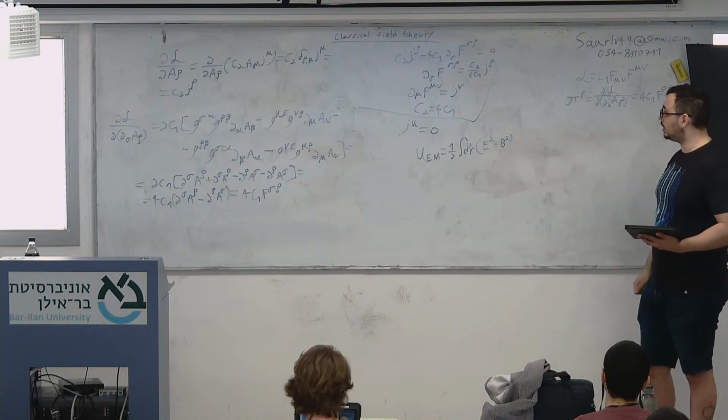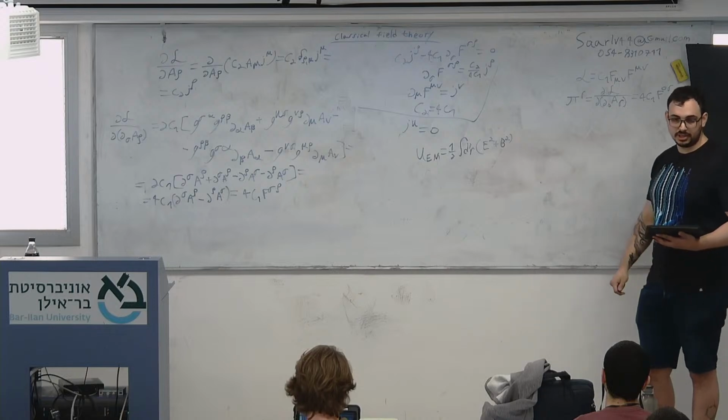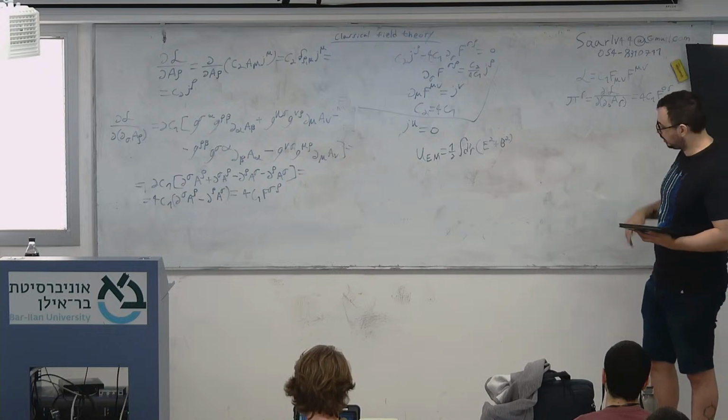C2 equals 4C1. It's the relation just between them. It's not a condition that I superimpose.